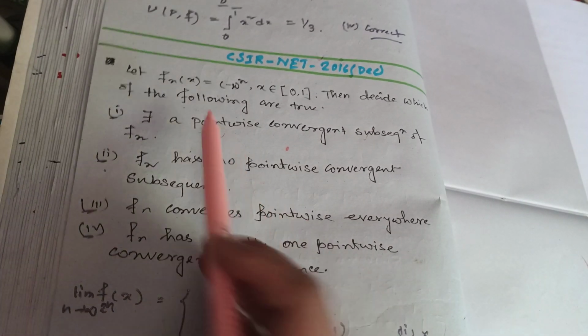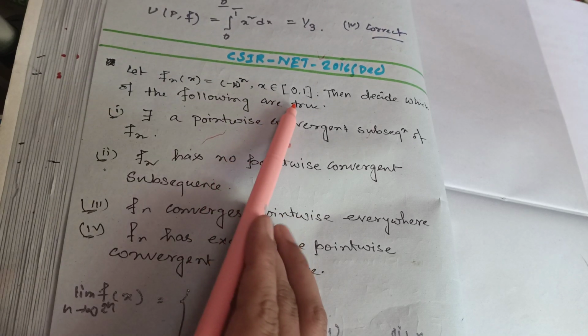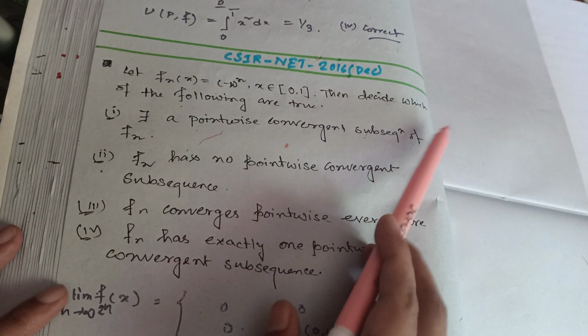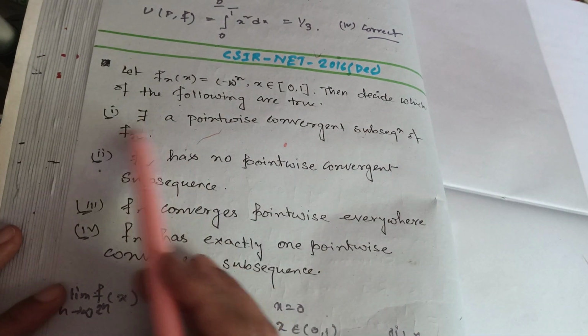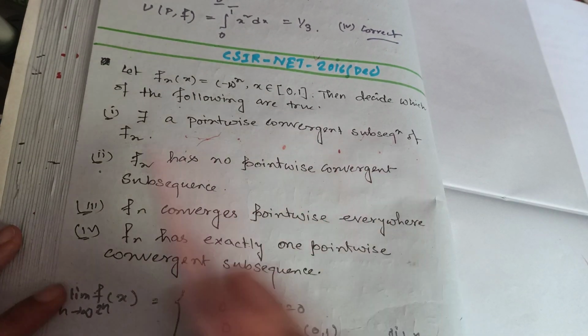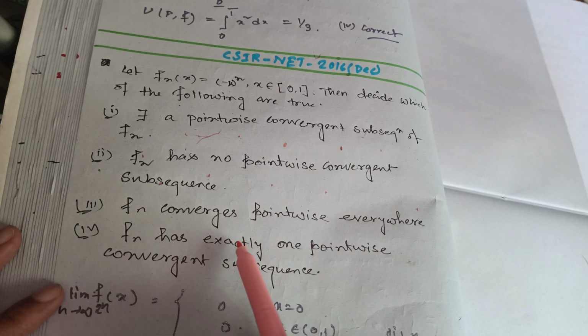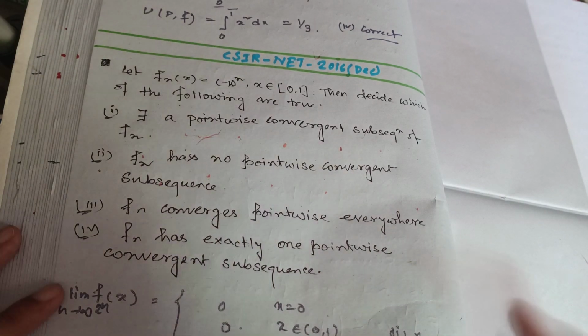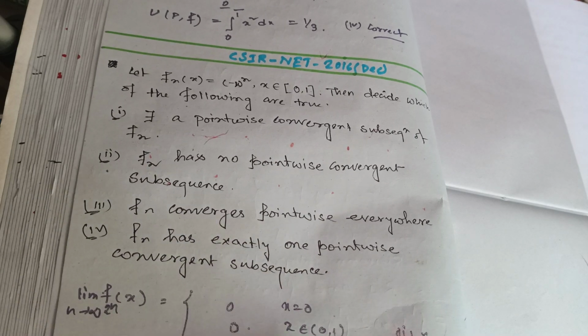Now the next question says fₙ(x) = (-x)ⁿ, x in the closed interval [0,1]. Which of the following are true? First option says there is a pointwise convergent subsequence of fₙ. Second: fₙ has no pointwise convergent subsequence. Third: fₙ converges pointwise everywhere. Fourth: fₙ has exactly one pointwise convergent subsequence.